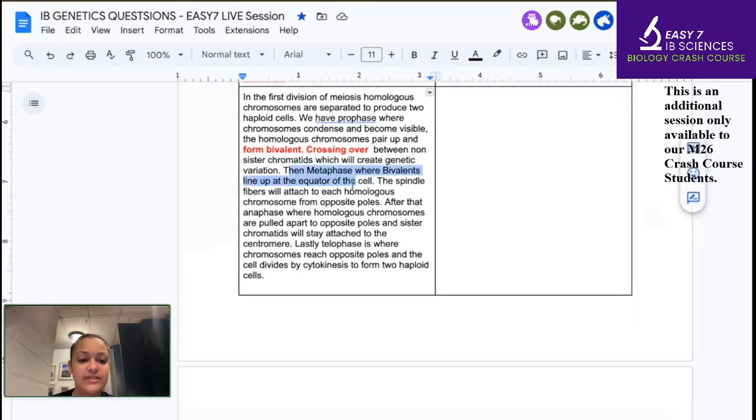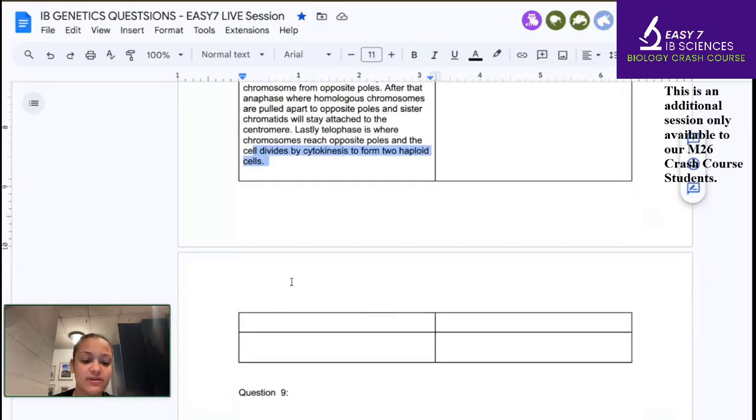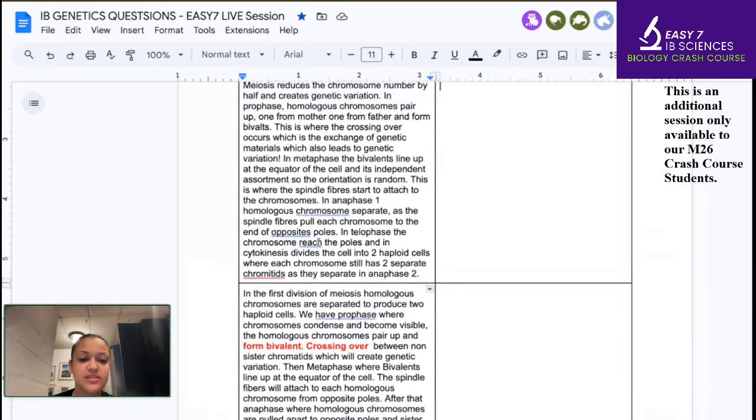Then metaphase, where the bivalents line up at the equator of the cell. The spindle fibers will attach to each homologous chromosome from opposite poles. After that, the anaphase, where the homologous chromosomes move apart to opposite poles, and the sister chromatids will stay attached at the centromere. Perfect. Lastly, telophase is where the chromosomes reach opposite poles and the cell divides by cytokinesis to form 2 haploid cells. Well done, guys. Very, very good answer there. This is a perfect answer.